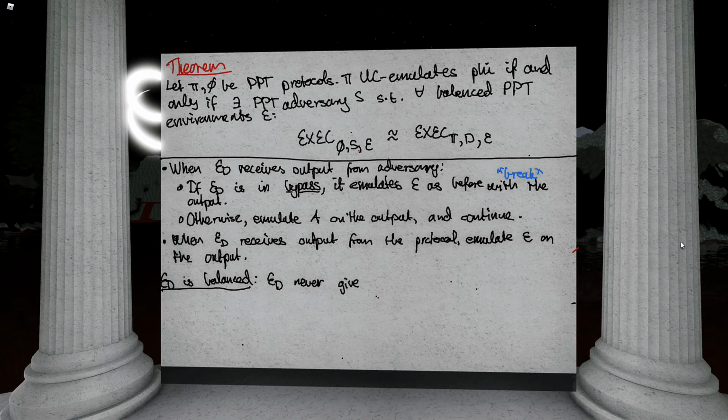So ED never gives any more import to the protocol than E would. And it always gives at least p pi phi of n hat. This was the condition about how much import we give the adversary. It always gives at least as much import as A would get.